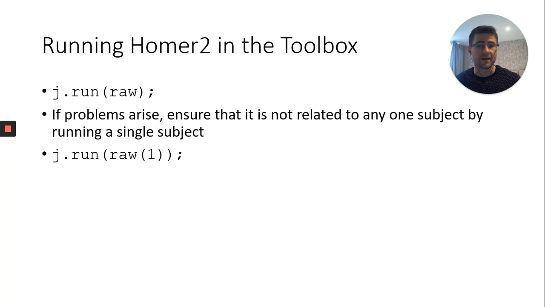Again, keeping in mind that Homer2 will often want it on optical density. So at this point, you will have either wanted to include a conversion to optical density in your pipeline, or you'll have wanted to already convert your data to optical density. So you won't want it as raw voltage more than likely.